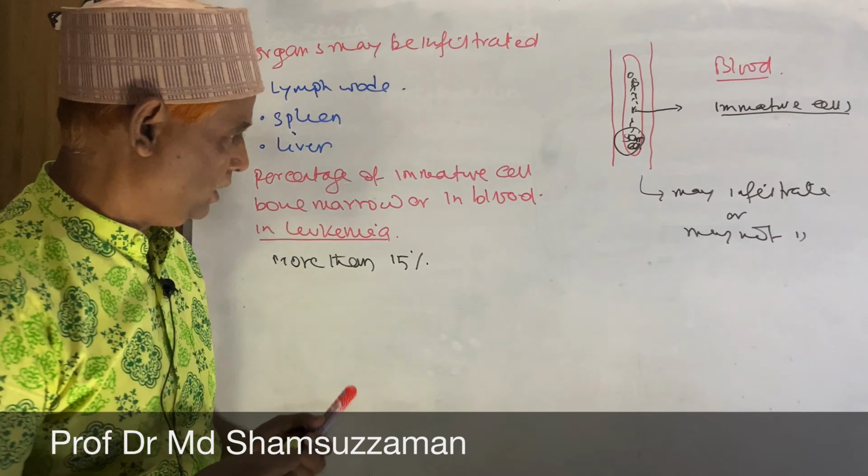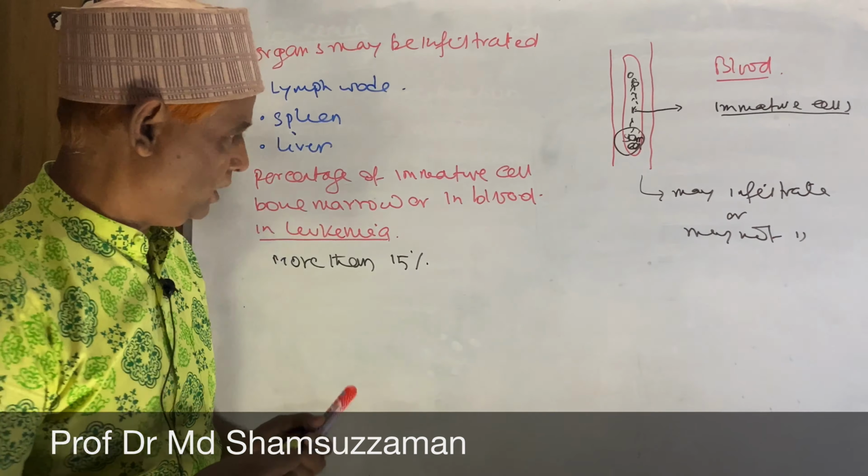First, based on clinical course and prognosis. It may be acute leukemia. In acute leukemia, the clinical course is short and the prognosis is worse. So, short clinical course and worse prognosis.